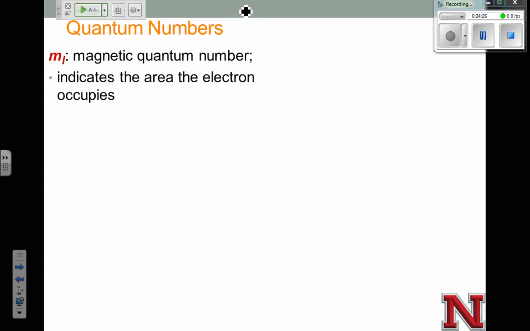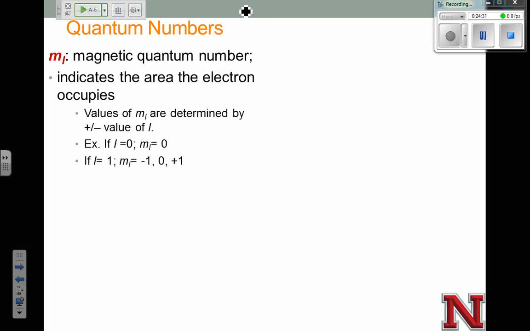ML is our magnetic quantum number. It indicates the area the electron occupies. Values of ML are determined by our positive and negative values of L. So for example, if L is equal to 0, well, we don't have a positive and a negative value of 0, so ML is equal to 0. So what does that mean? We only have one s orbital at each energy level, because, again, the ML is determined by our L, and if L is equal to 0, that's our s. So that's what we just said.